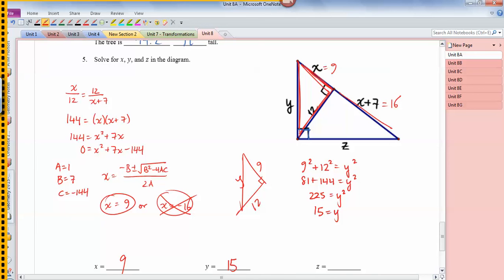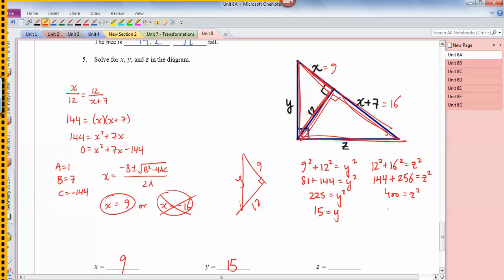And then z, we can do using Pythagorean again. So 12 squared plus 16 squared is going to be z squared in this case. You could use similar triangles if you wanted, but this is just as easy. So it's 144 plus 256 equals z squared. That's going to come out to 400 even is z squared. And then if you take the square root, you get 20. So z is 20.